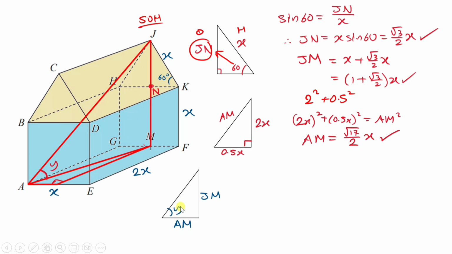Now, we've got the length of AM and JM. We know that the answer has to be in terms of tan, because that's what they told us. But just to be clear, why is it tan? Tan tells us, which is TOA, we need opposite and adjacent. We know opposite angle Y is JM, which is the opposite. And we know AM is the adjacent, because it's next to the angle. So it's going to be tan of the angle Y, which equals opposite JM over AM. So it looks like that.